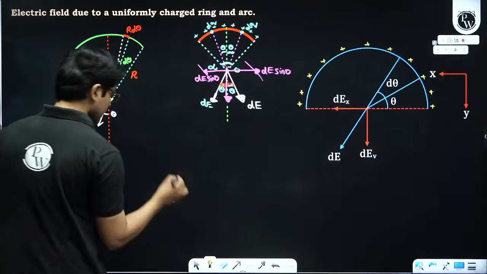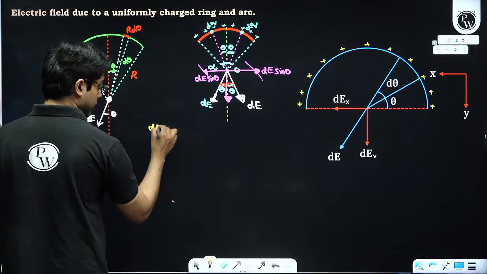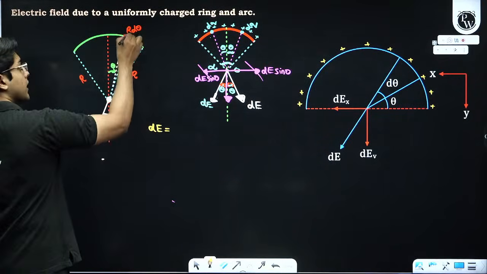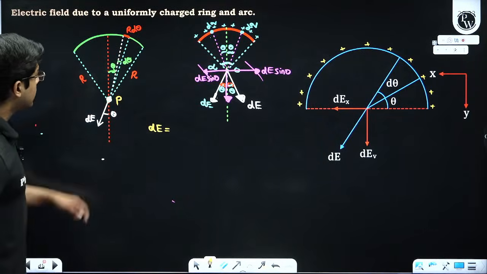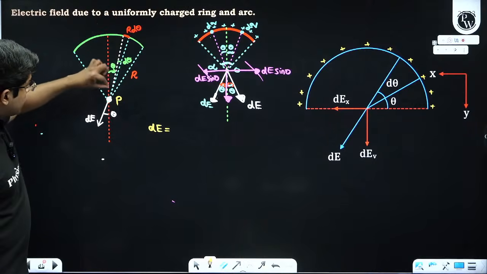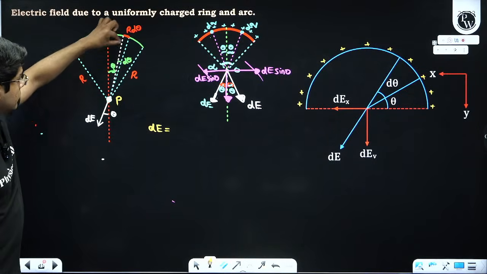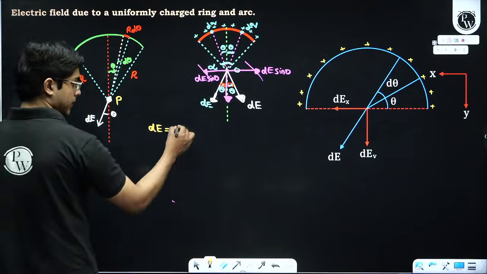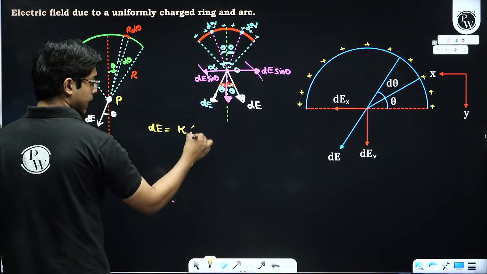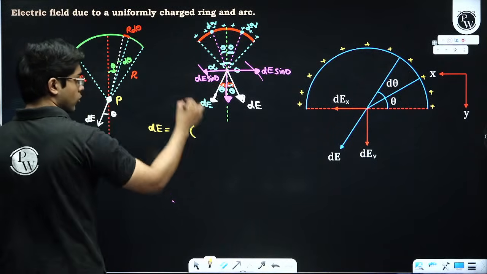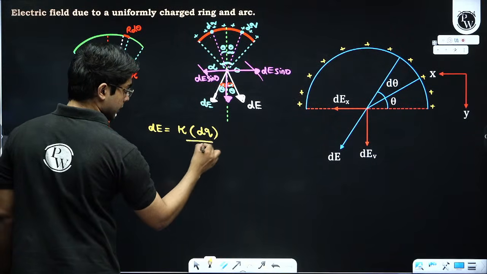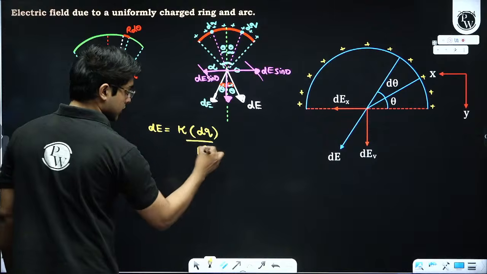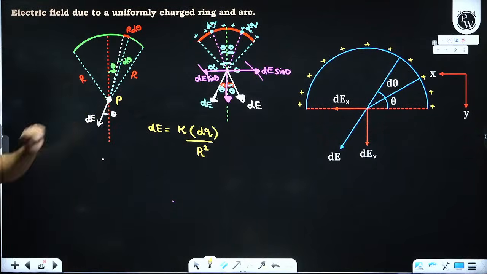So can I write this dE? dE will be, so treat this like a point charge and write the field at this point. So this distance of the charge from the point P is equal to the radius of the circle. Formula is kq by r square, right? So the charge, if I call it dq, so k dq divided by radius square. This will be the magnitude of electric field at this point P.